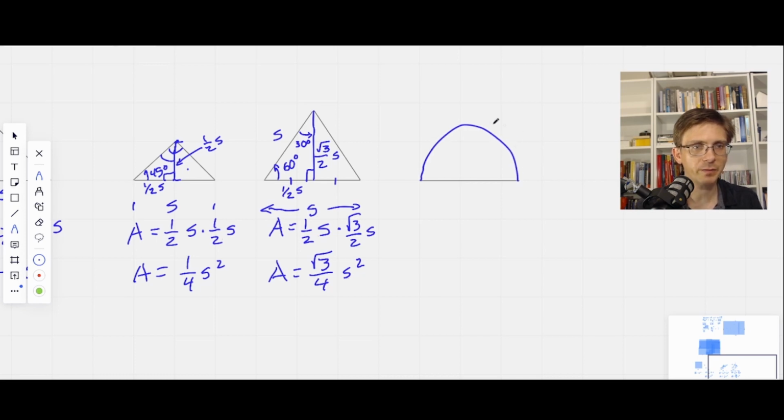So the last one we'll talk about is the semicircle. The semicircle is going to have a diameter of S.